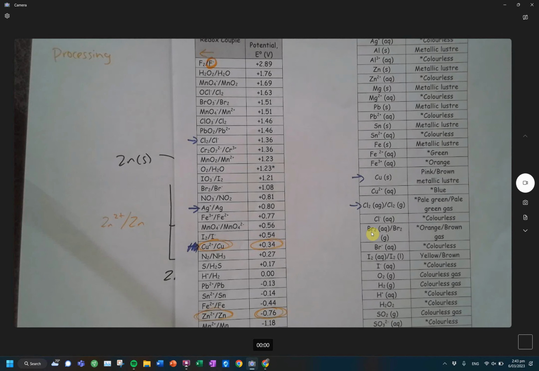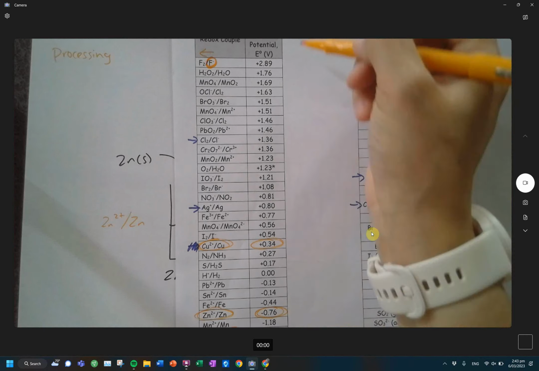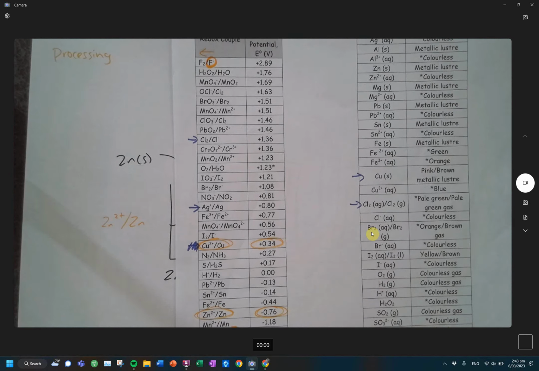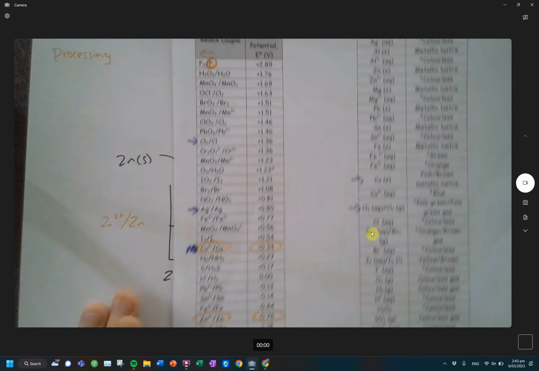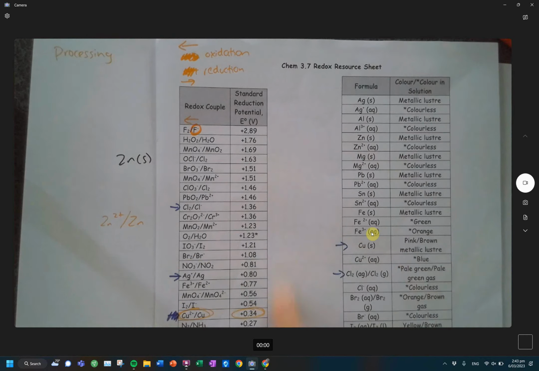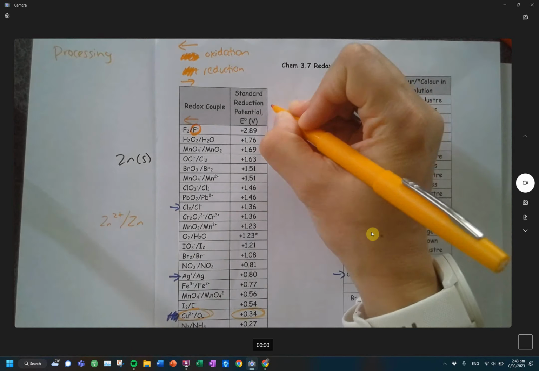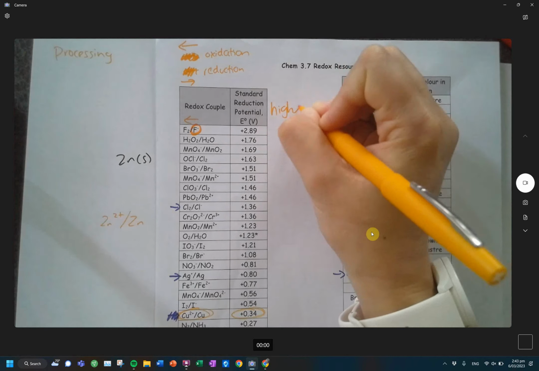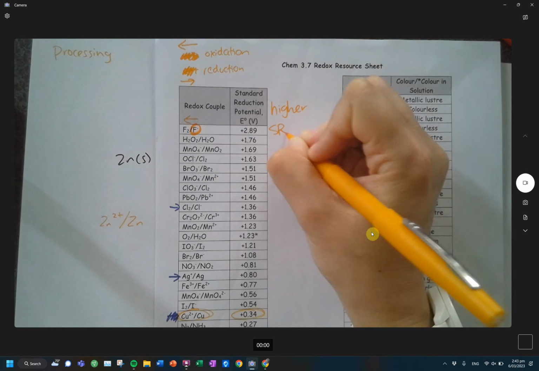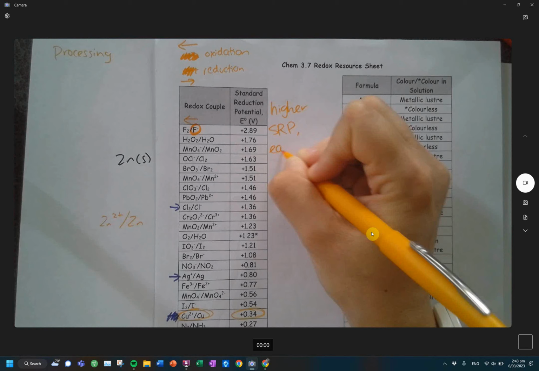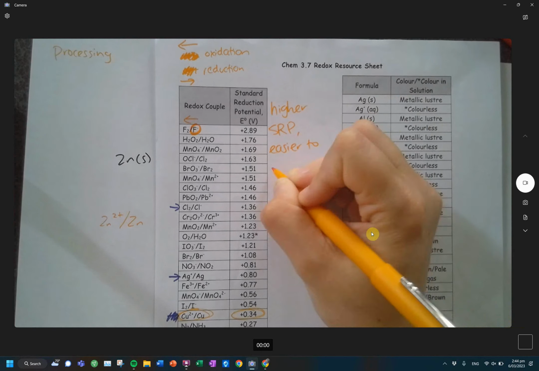What then gets assigned as reduction and oxidation depends on the standard reduction potential. The higher they are on this list, the easier they are to reduce, and thus they will be the reduction reaction. So I'll make that note on my resource sheet. Higher the standard reduction potential, easier to reduce.